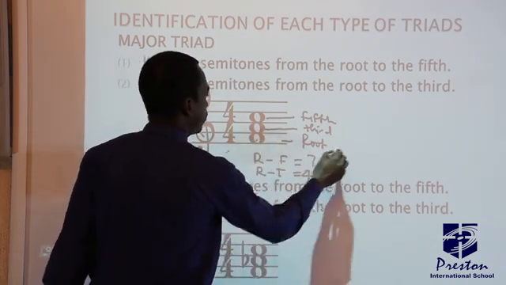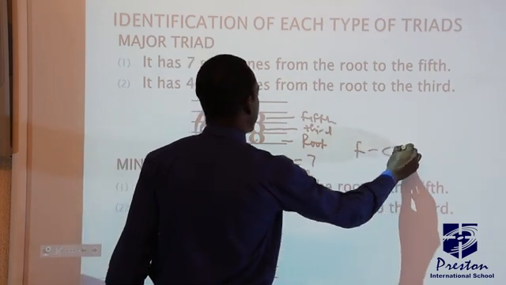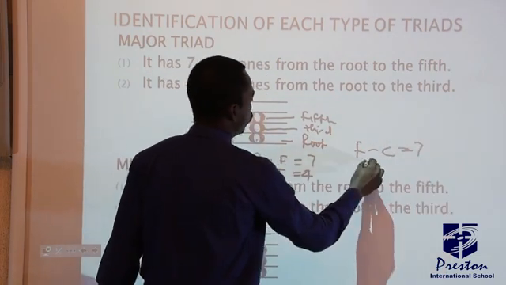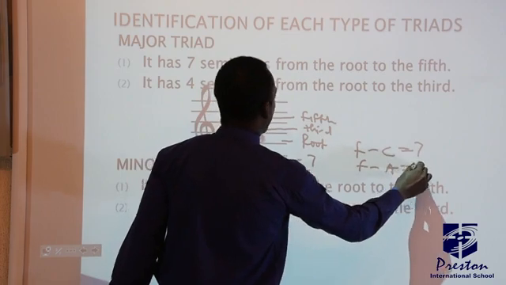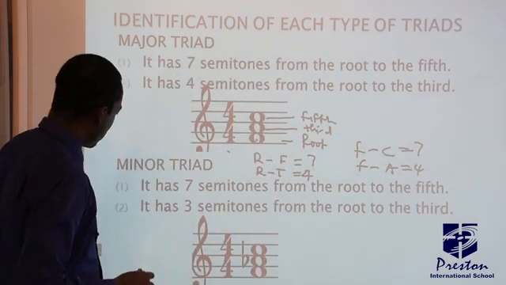From F to C, it gives you 7 semitones. From F to A, what does it give you? 4 semitones. Let's move to minor triad.